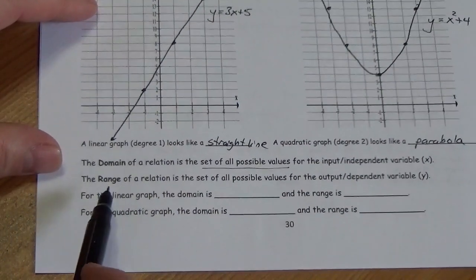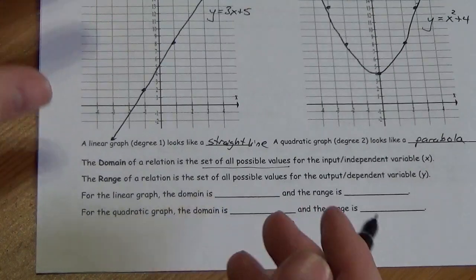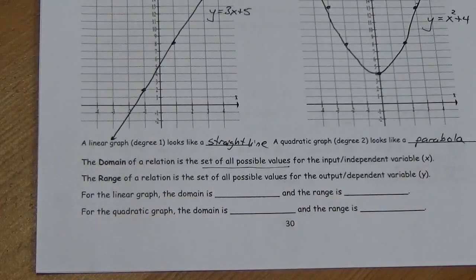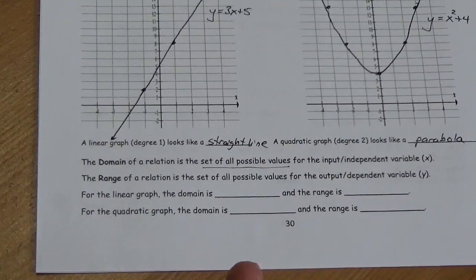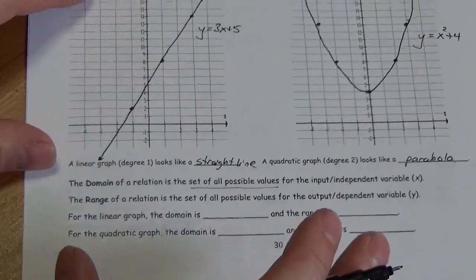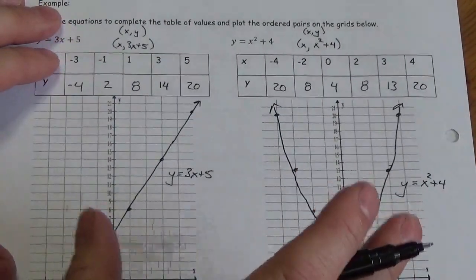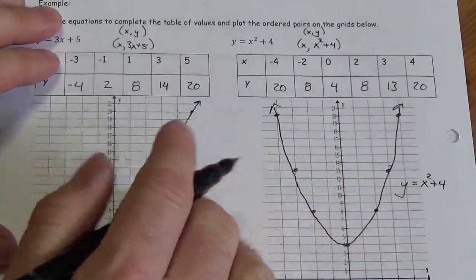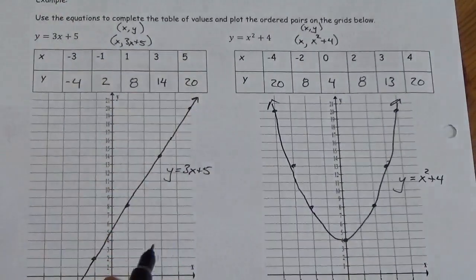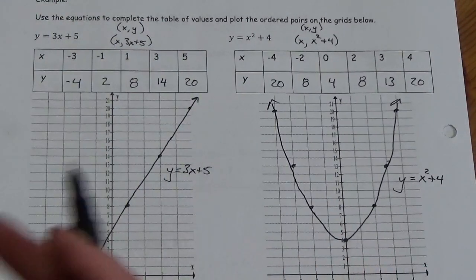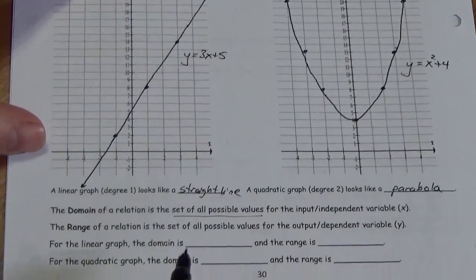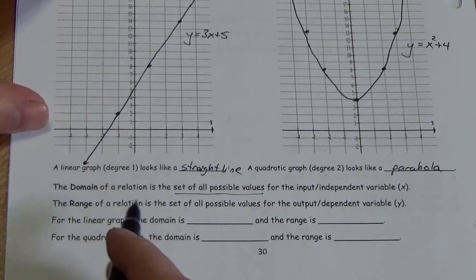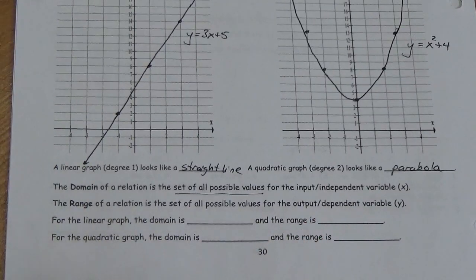The range, on the other hand, is the set of all possible results for the output, or the dependent variable. And that one is maybe in some ways even more important because I'm always interested in what's going on with the dependent variable. How does the y coordinate depend on x? So when I use these specific x values, what y coordinates am I coming up with? And if I give the set of all possible or all resulting values of y, that's the range.